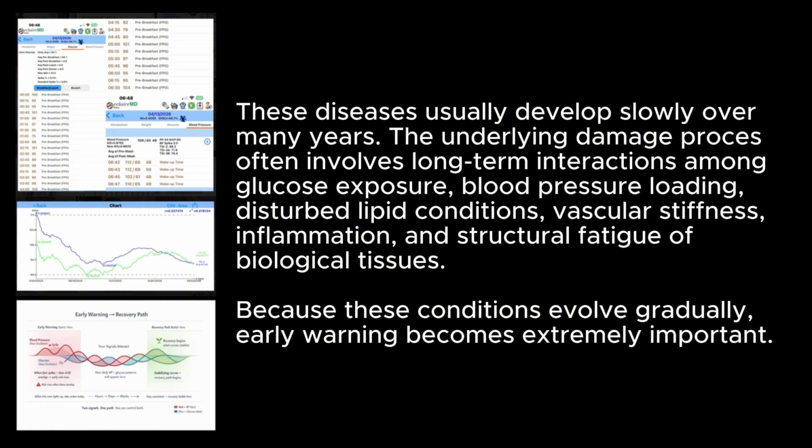The underlying damage process often involves long-term interactions among glucose exposure, blood pressure loading, disturbed lipid conditions, vascular stiffness, inflammation, and structural fatigue of biological tissues. Because these conditions evolve gradually, early warning becomes extremely important.